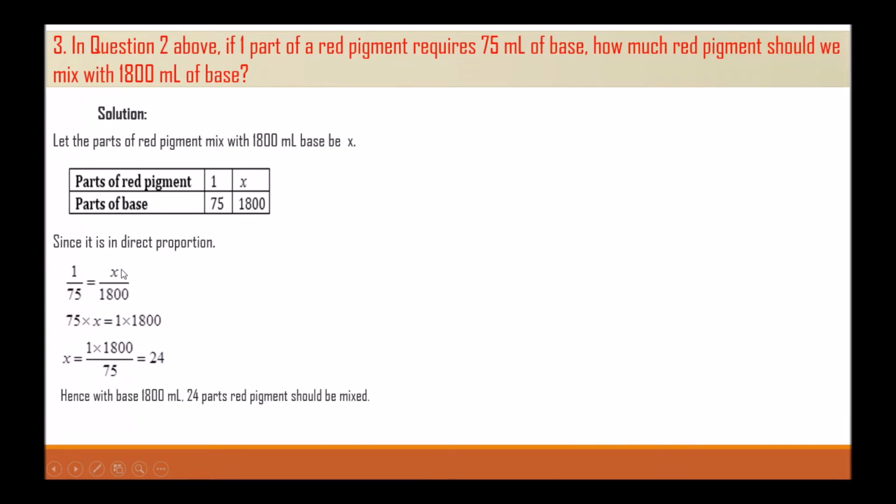So 1 upon 75 equals x upon 1800. We will cross multiply. So we will get 75 into x equals 1 into 1800. That is x equals 1 into 1800 upon 75. So our answer is 24. Hence, with base 1800 milliliters, 24 parts of red pigment should be mixed.